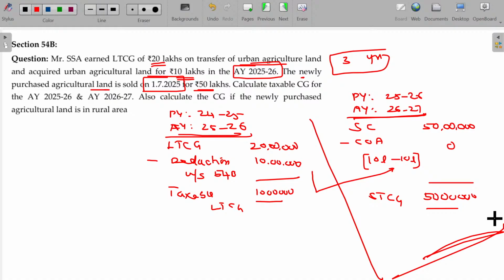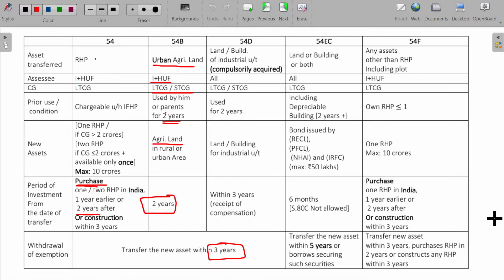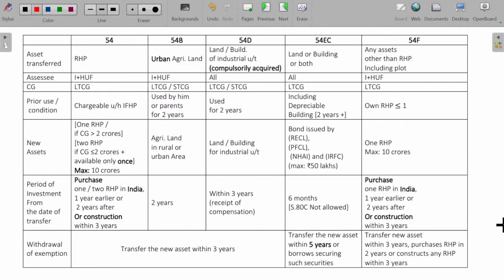Now, section 54D. In case of 54D, there is a transfer of land and building used for industry purpose or industrial undertaking, but it is compulsorily acquired by the government. So land and building for industrial purpose, compulsorily acquired, will fall under section 54D.